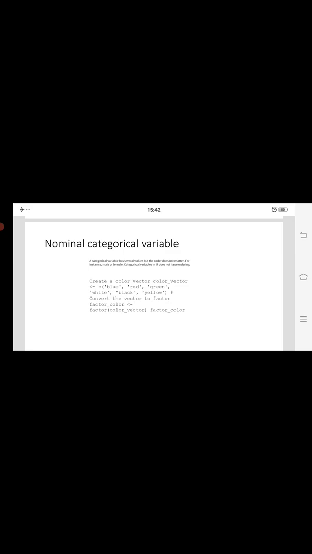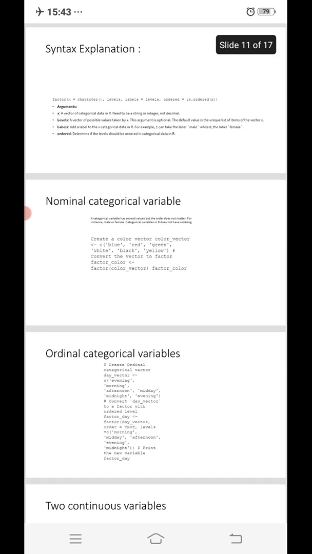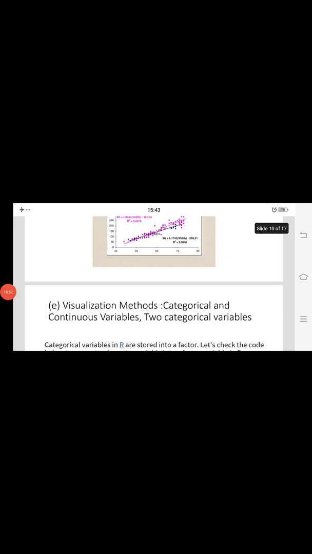Now we see here, I can create a color vector, color_vector. I assign a c function, which combines the elements into a vector: blue, red, green, white, black, yellow, whatever colors you choose. Next we need to convert the vector to factor_color, that is a variable, by assigning factor of color_vector. This is the syntax for the representation of a nominal categorical variable. This is the program: create a color vector, color_vector, and then convert the vector to a factor.